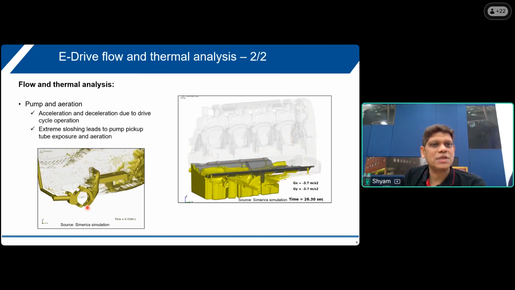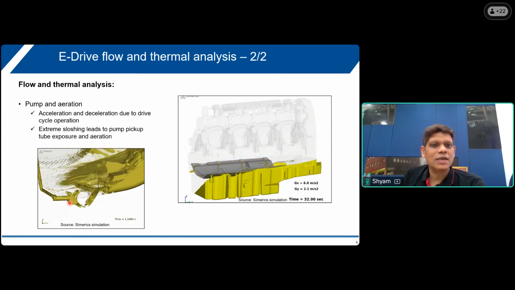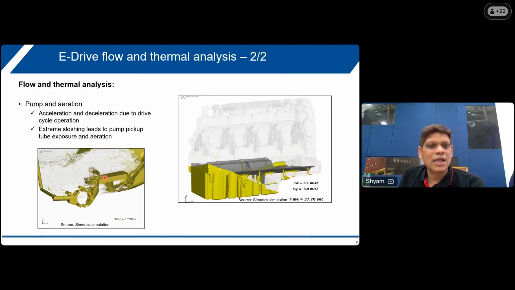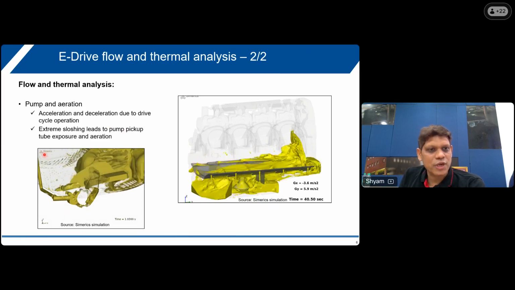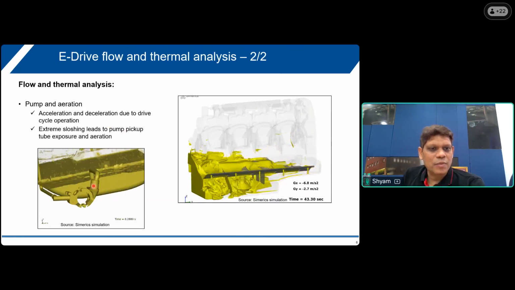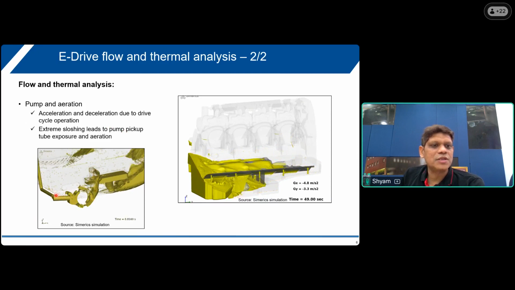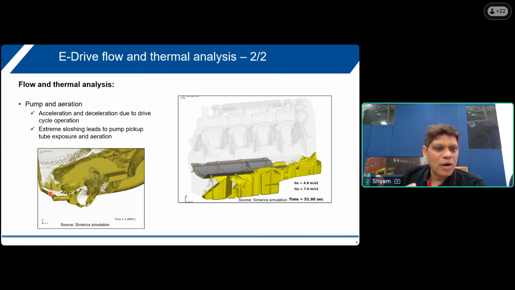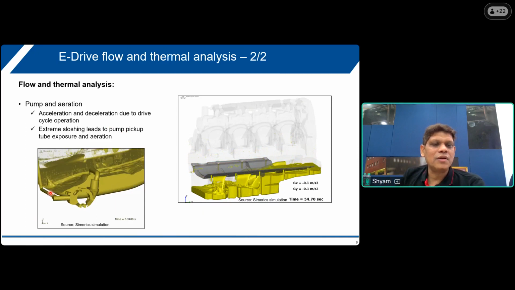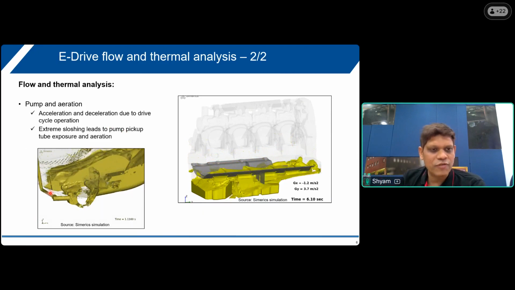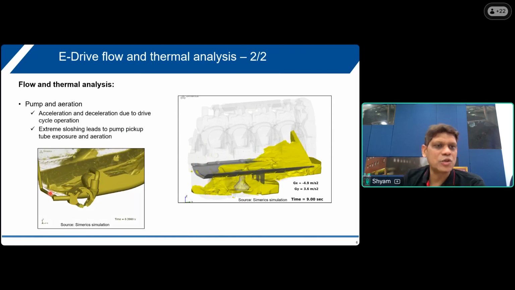During that process, acceleration and deceleration happen, and a lot of splashing of oil can happen. So the pump which picks up oil from the sump can get exposed. That is called the pickup tube, which I'm showing in the bottom animation. You see the pickup tube, the inlet to the pump, can get exposed to air and leads to a lot of aeration, and reduces the oil delivery performance of the pump, and in turn less oil will be pumped to different components to cool the rotor and stator components, and also to lubricate.